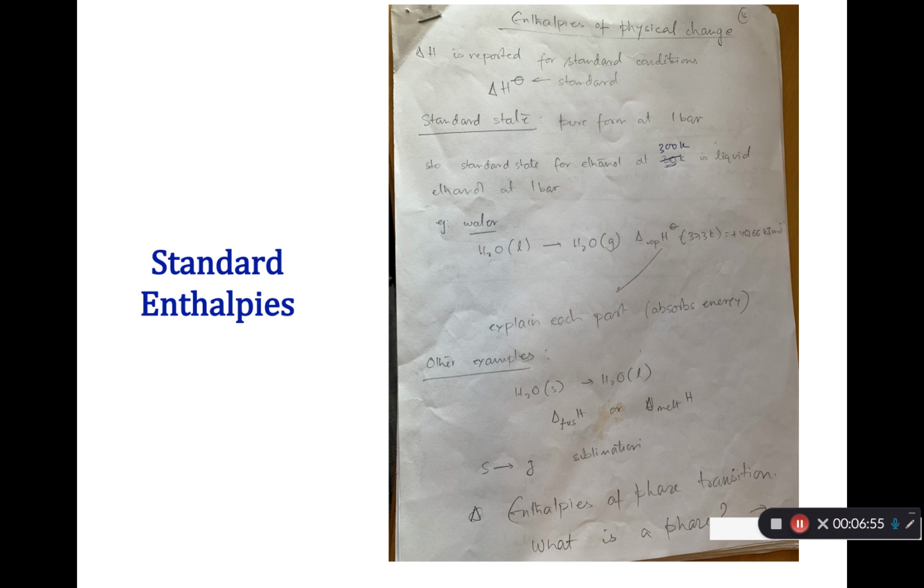Before we go further and talk about enthalpies of physical change, we must understand what standard enthalpies are. And before we do that, we must understand what a standard state is. The standard state of a substance is its pure form at exactly 1 bar. So the standard state is either solid, liquid, or gas. For example, the standard state for ethanol at 300 Kelvin is liquid ethanol at 1 bar. It is not solid ethanol or gaseous ethanol.